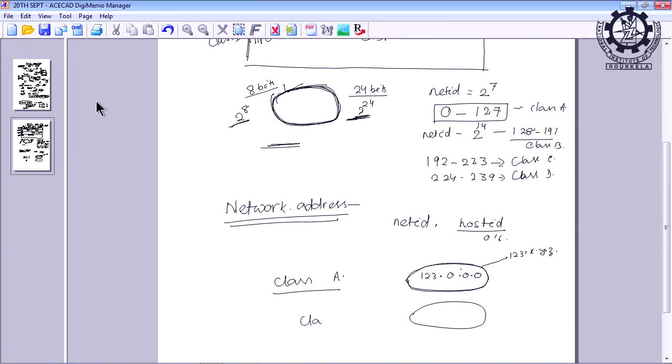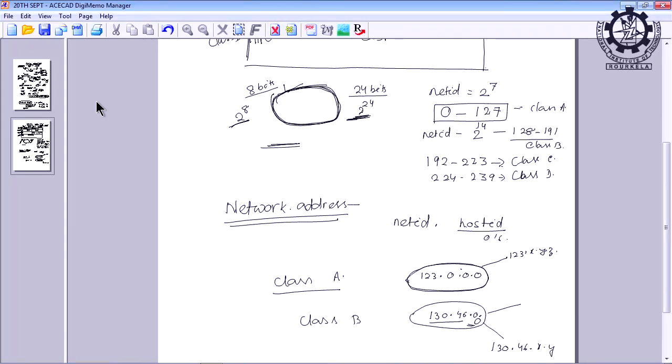Similarly, for a class B address, let us say, it will be something like 130.46.0.0. Net ID could be anything, but host ID has to be all zeros for a network address, and the hosts connected to this will have 130.46.x.y or any number they can have.